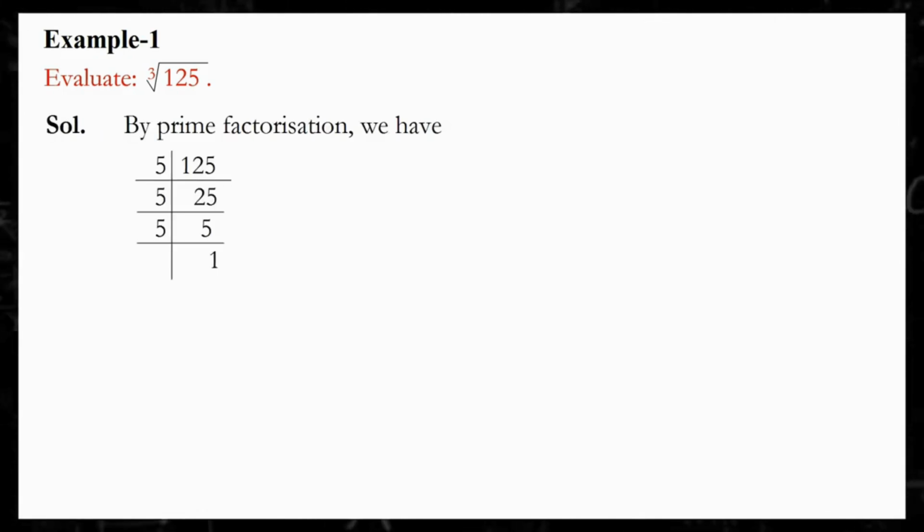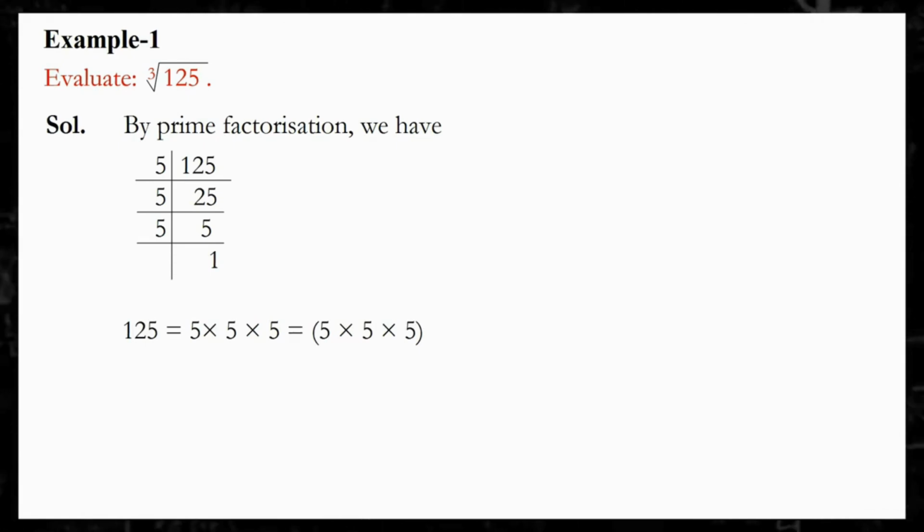Example 1. Evaluate cube root of 125. Solution. By prime factorization, we have: on dividing 125 by 5, we get 25. On dividing 25 by 5, we get 5. On dividing 5 by 5, we get 1. 125 is equal to 5 into 5 into 5. Cube root of 125 is equal to 5.